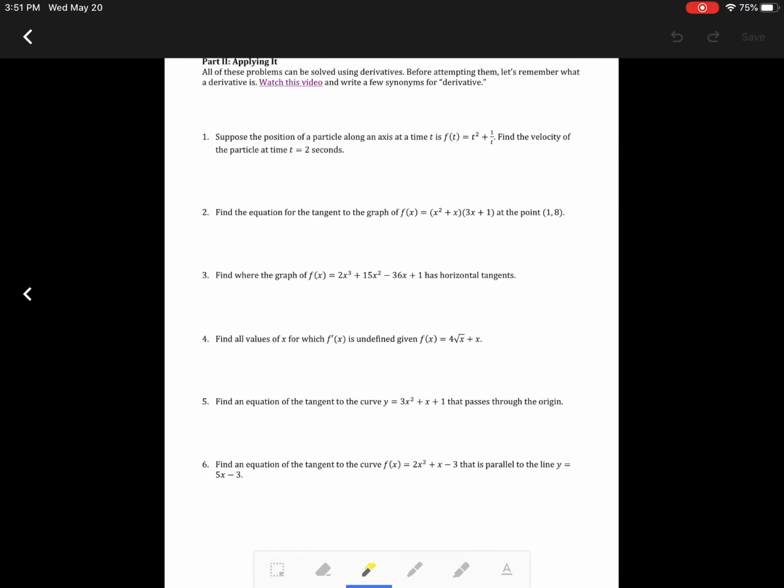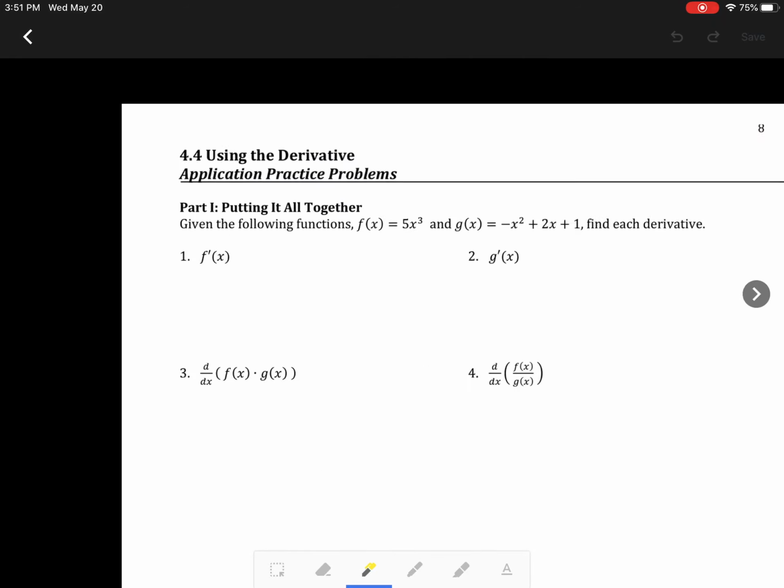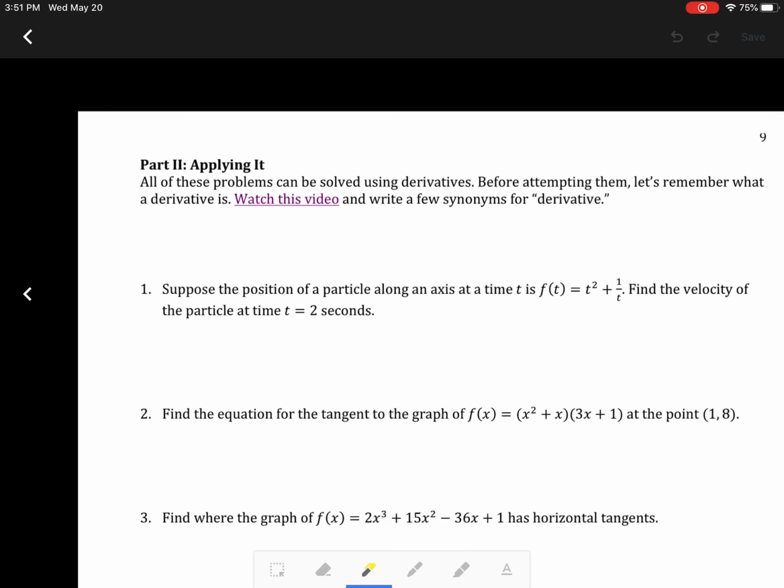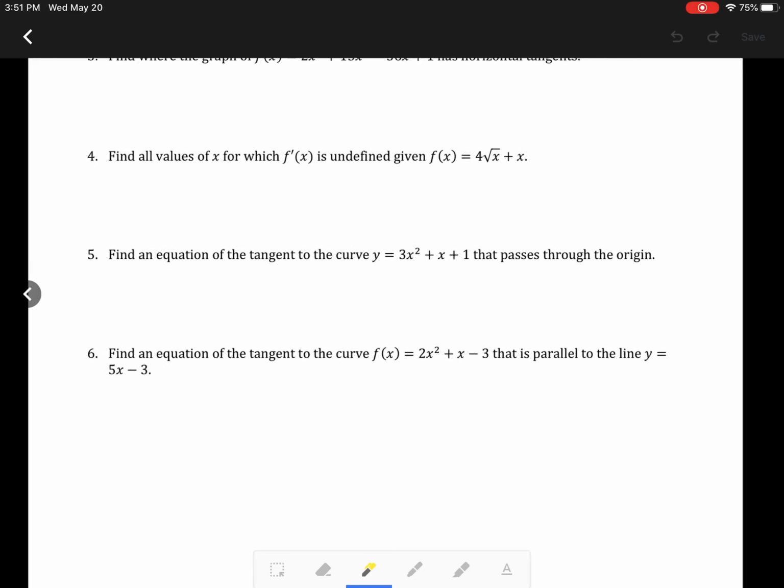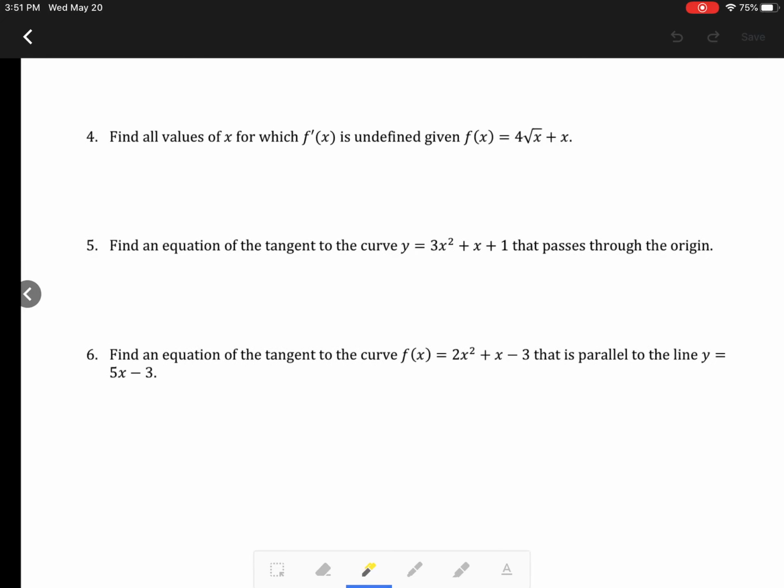Hey guys, we're looking at task 4.4. We're right here using the derivative, and I'm going to talk through number 4 and number 6 and then post my work afterward as well. I want to remind you that the name of this task is using the derivative. So at every single point, we're going to have to take a derivative as either our first step or our second step somewhere down the line.